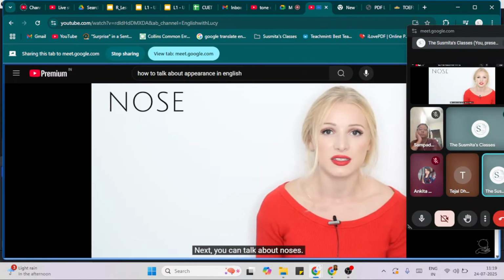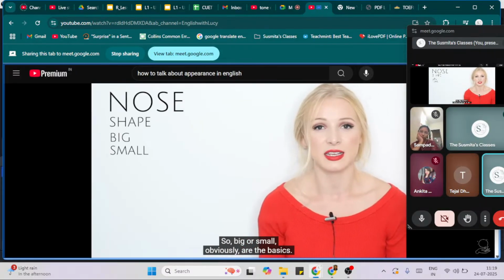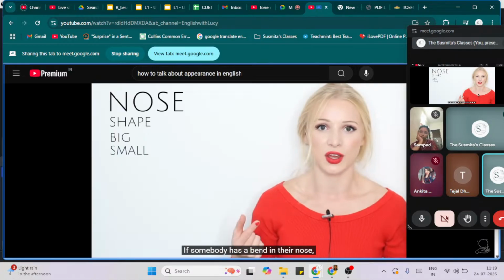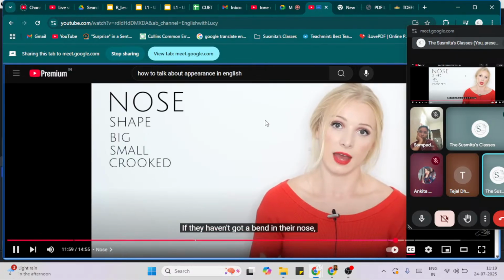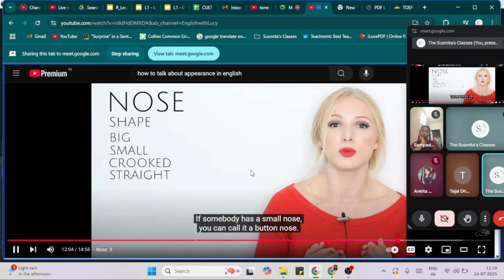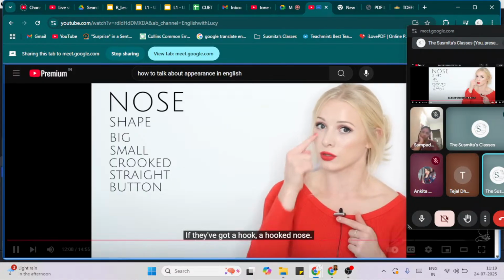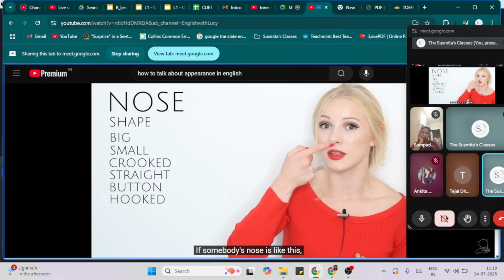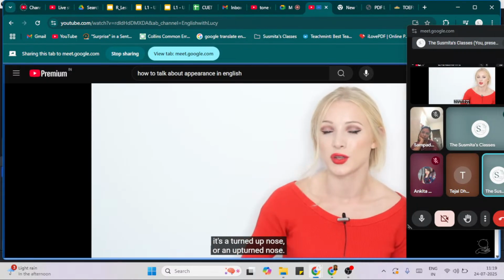Next, you can talk about noses. So big or small, obviously, are the basics. If somebody has a bend in their nose, it can be called a crooked nose. Very rare, but some people have a crooked nose. If they haven't got a bend in their nose, it can be a straight nose. If somebody has a small nose, you can call it a button nose. If they've got a hooked nose. If somebody's nose is like this, it's a turned up nose or an upturned nose.